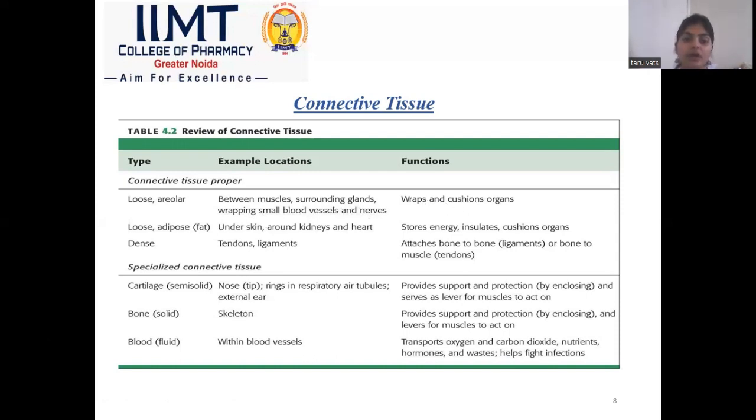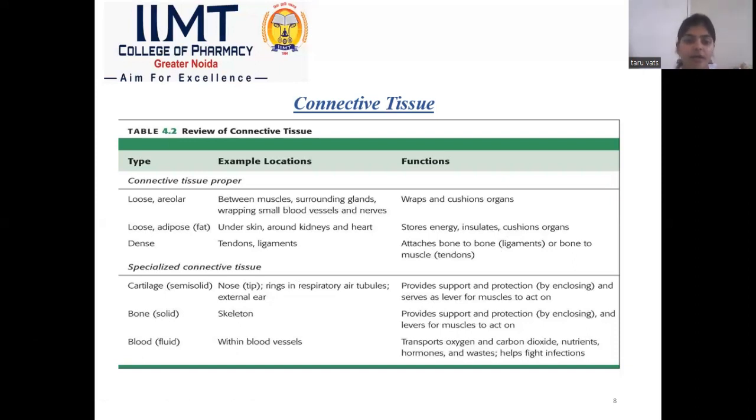Loose adipose tissue. It contains large rounded cells filled up with fat. The nucleus of the cells is pushed towards the periphery. They are present under the skin, around kidneys and heart. They store energy, insulate and cushion organs. Dense connective tissue. They are present in tendons, ligaments. They provide the function to attach bone to bone and bone to muscle.